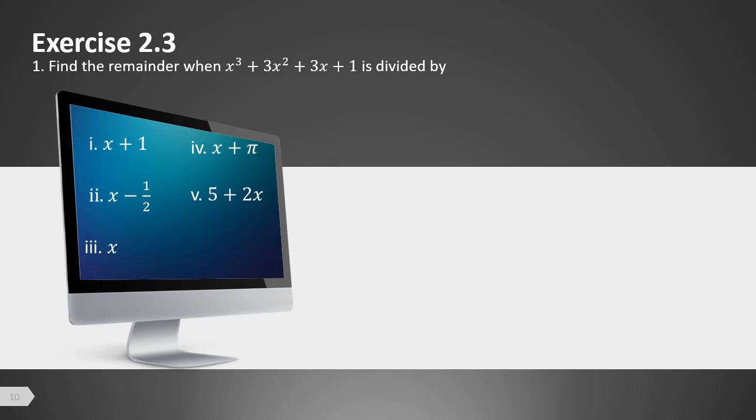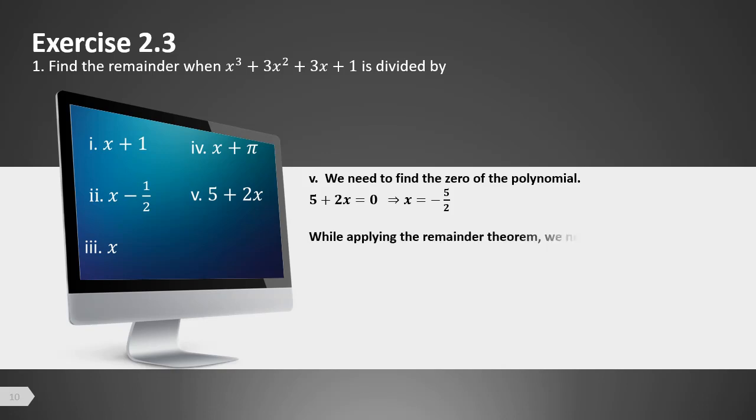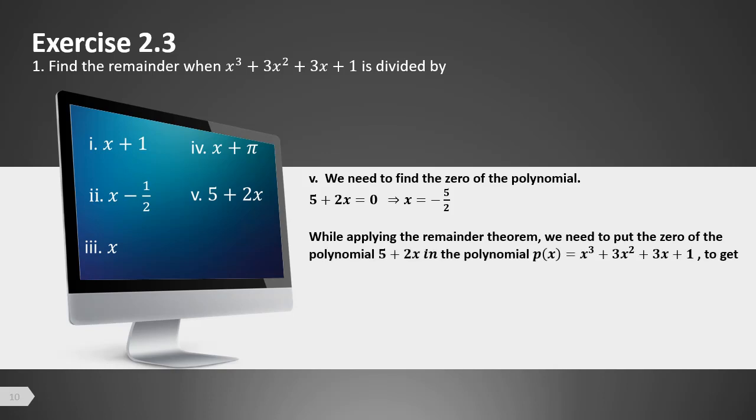Now we proceed to the next type of question. In this case, we have to find the remainder when the given polynomial is divided by 5 plus 2x. So first we find the zero of the polynomial 5 plus 2x. For this, we put 5 plus 2x equal to 0, so we get x equal to minus 5 by 2. Substitute x equal to minus 5 by 2 in p of x. Then we get p of minus 5 upon 2 equal to minus 5 upon 2 whole cube plus 3 into minus 5 by 2 whole square plus 3 into minus 5 by 2 plus 1.